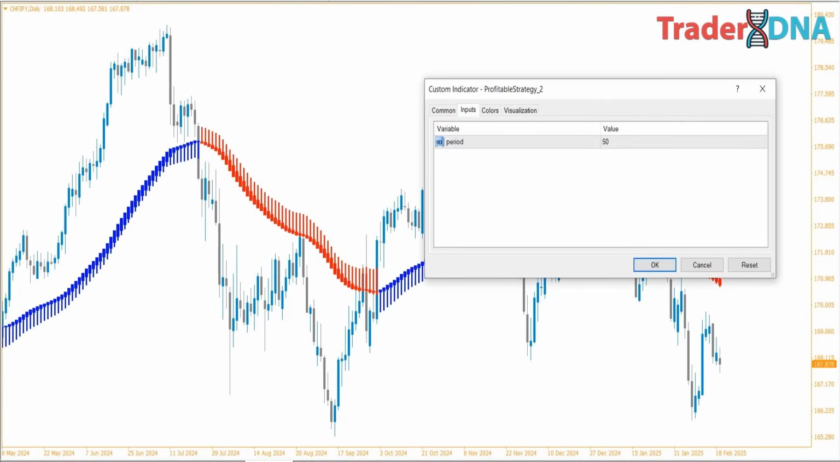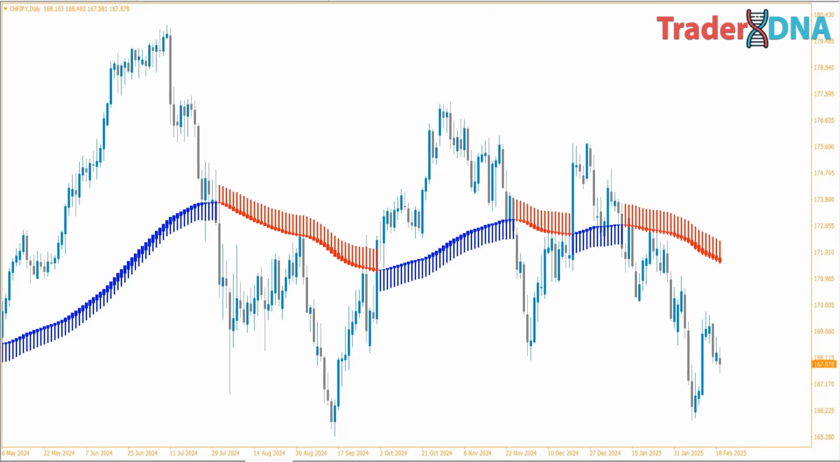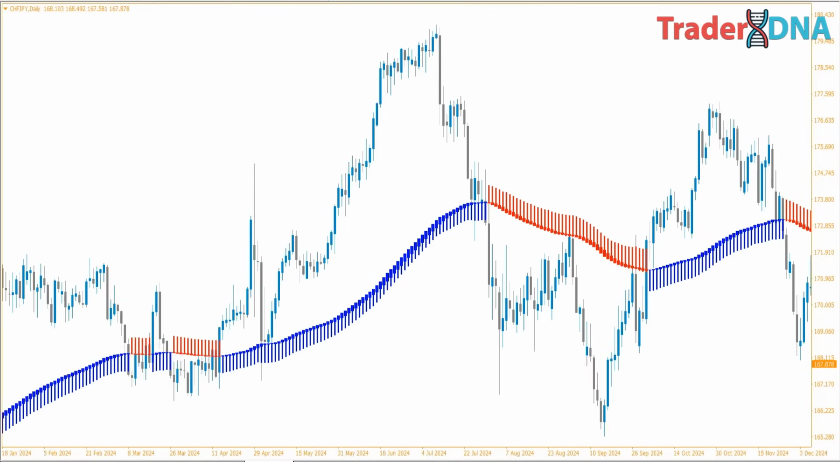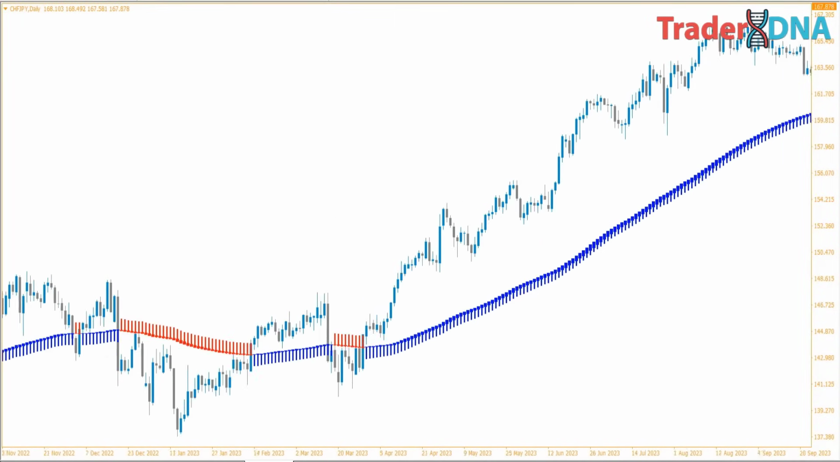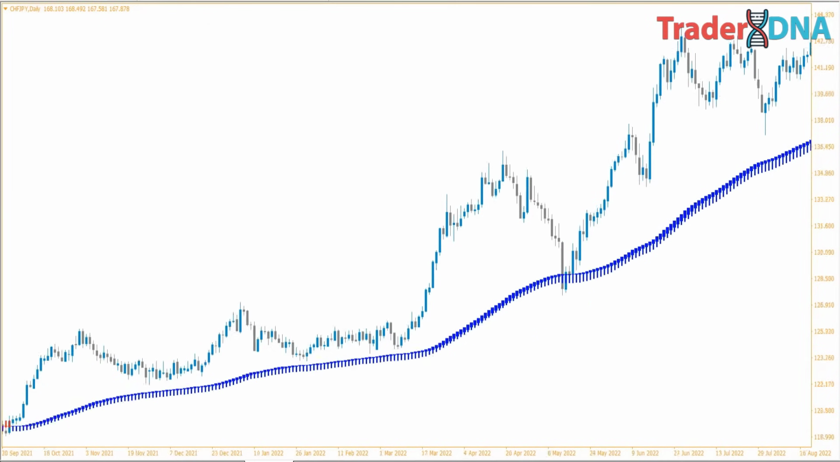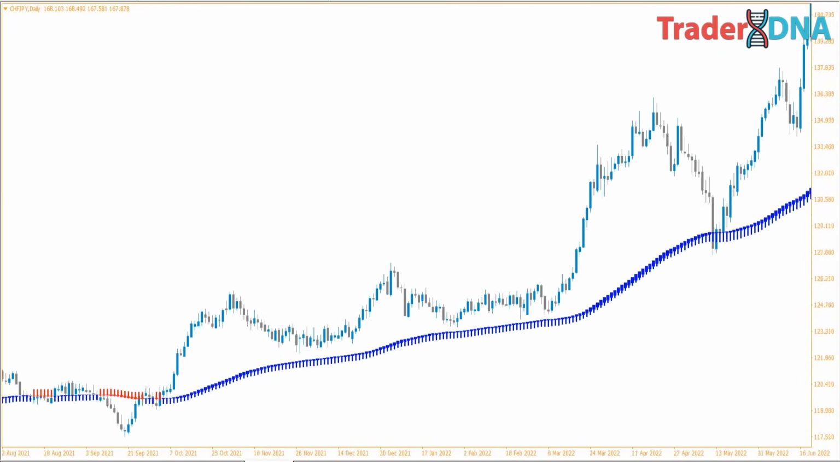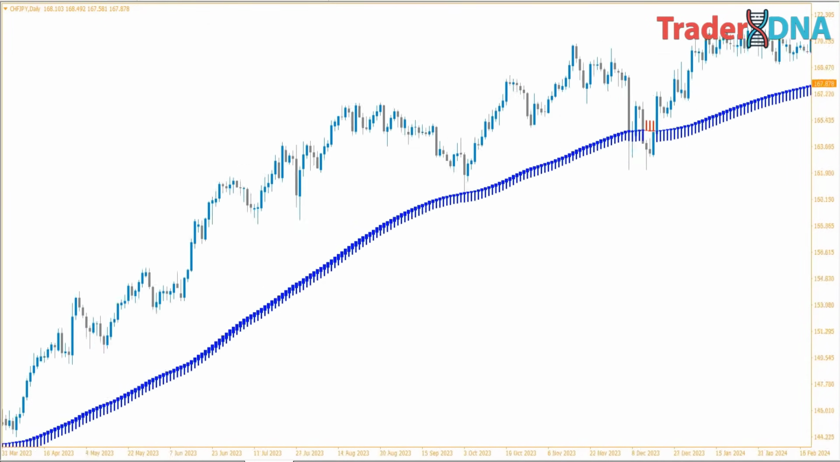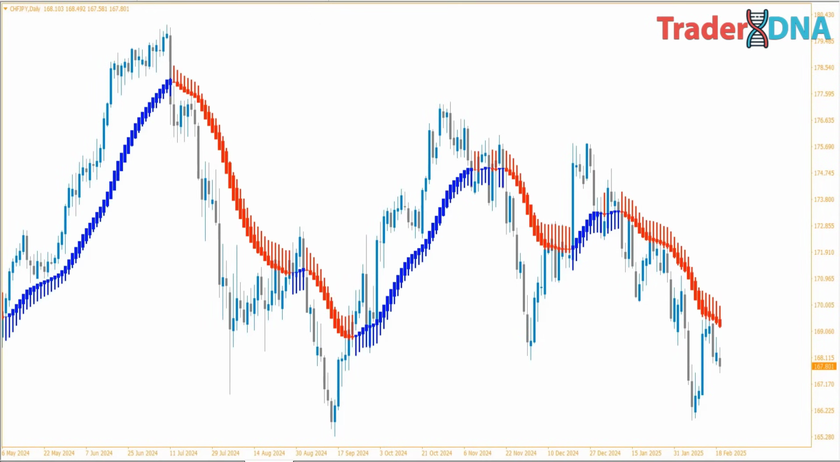But we're not stopping there. Let's push it further, 100, 200, even 250. Watch how the indicator evolves and smooths out the trend even more. Incredible, right? This kind of precision is what makes this tool so powerful for traders looking to stay ahead of the market.